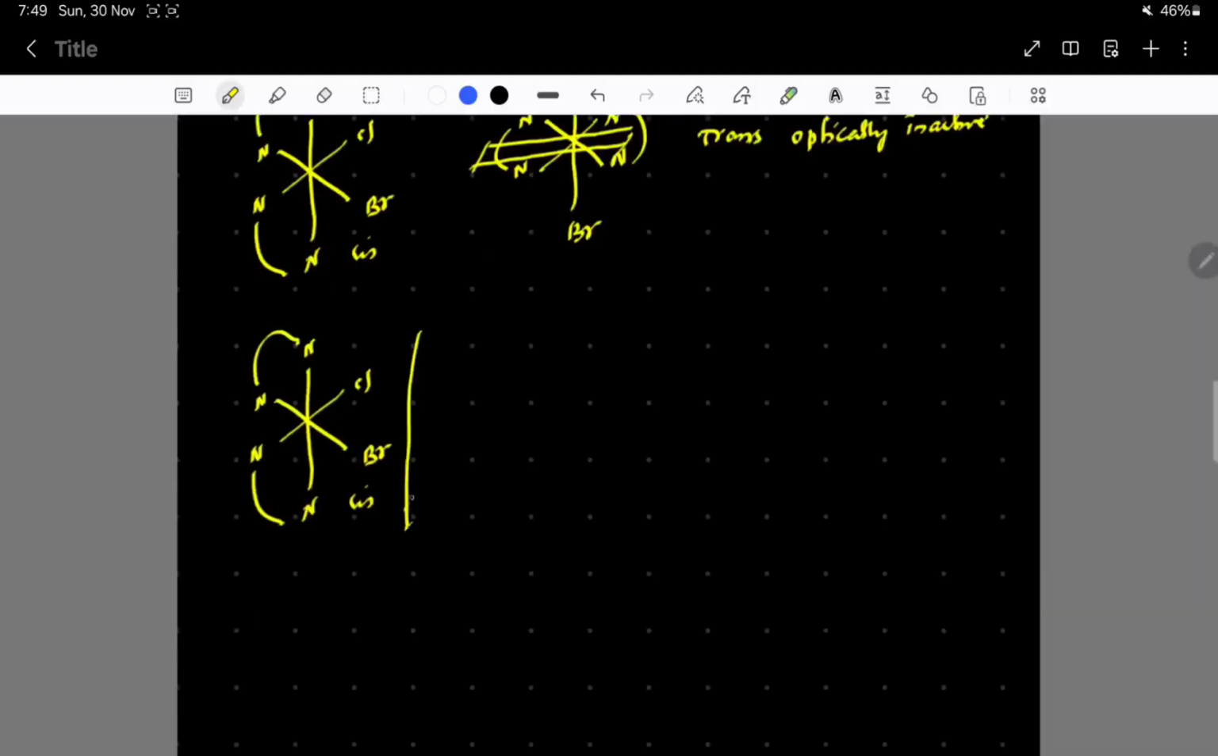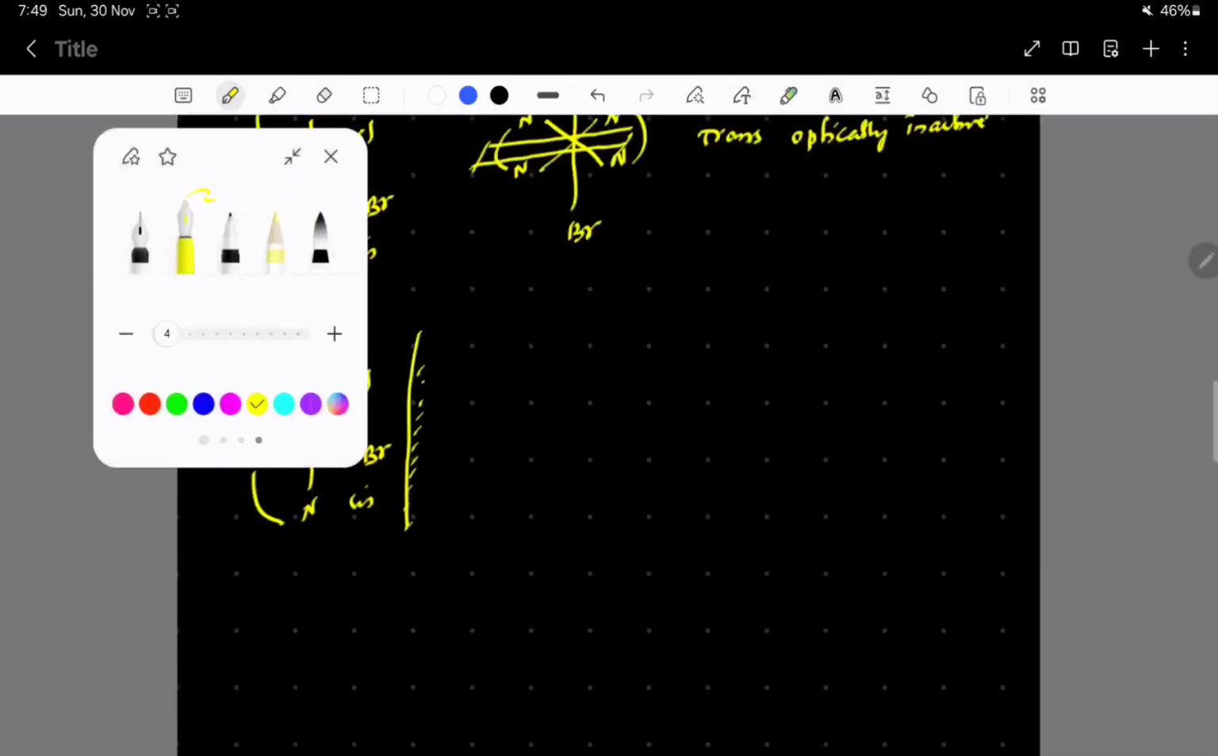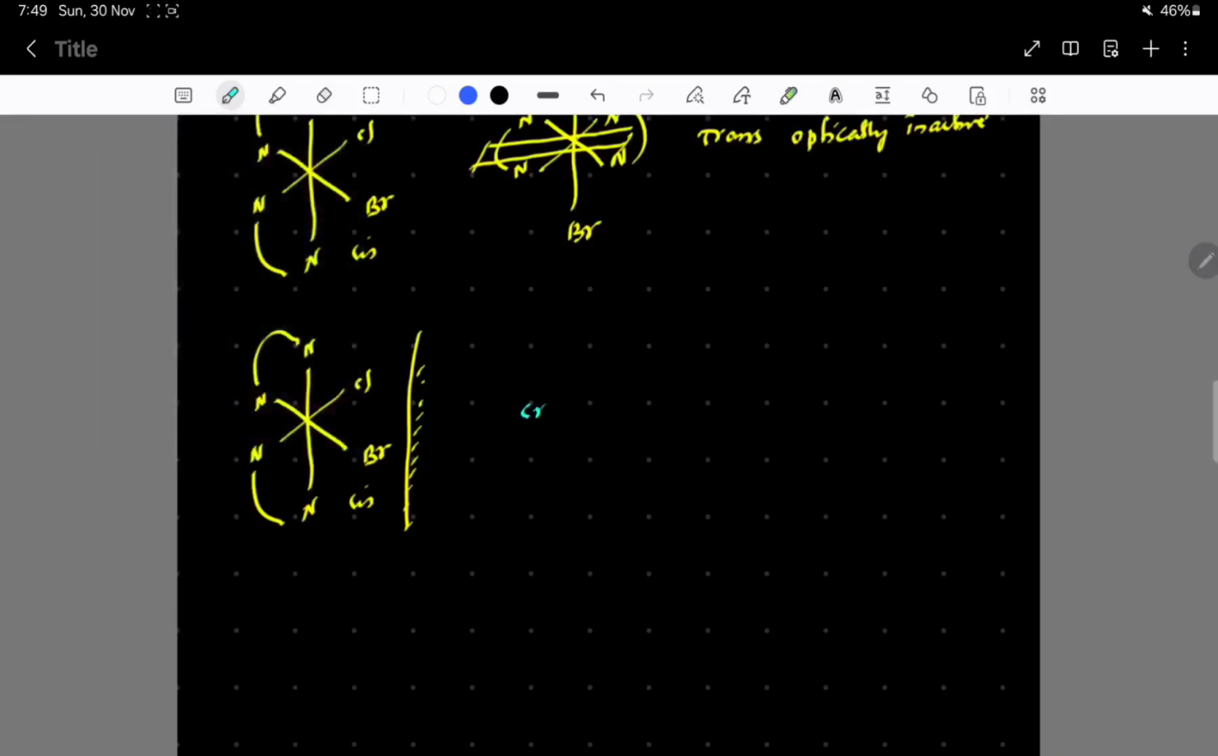Now look at, student, here I am writing its mirror image. Now this is chromium. Here I am writing, student, this is N, this is N, this will be Cl, this will be Br. Now this is N, student, and this is N. Now here a mirror image is possible. Now the cis isomer is optically active. Very good.